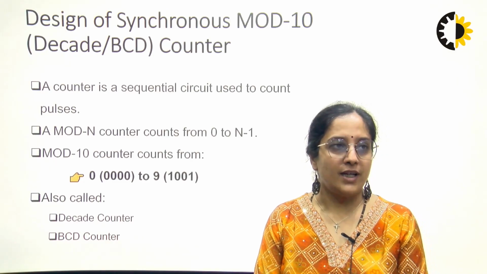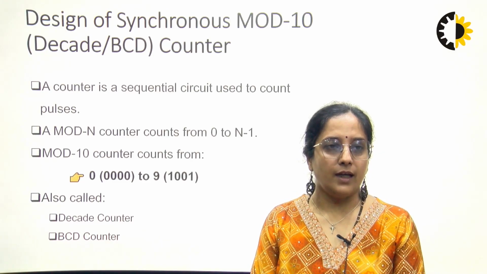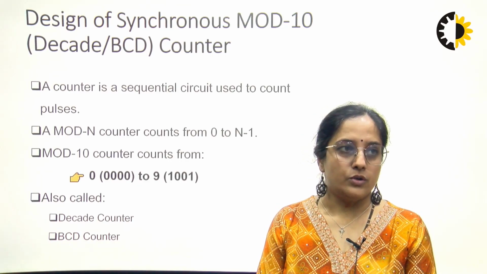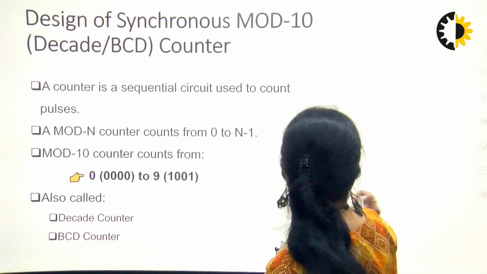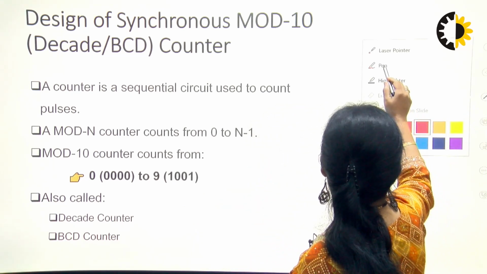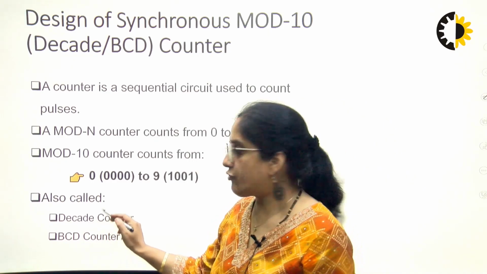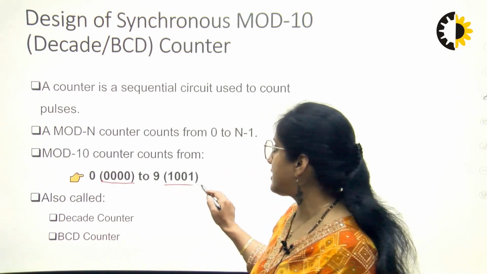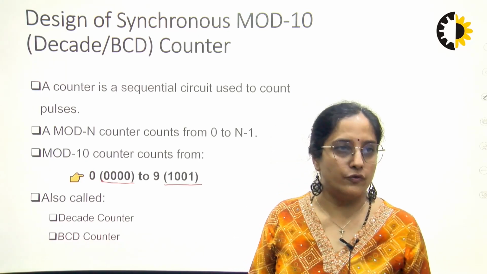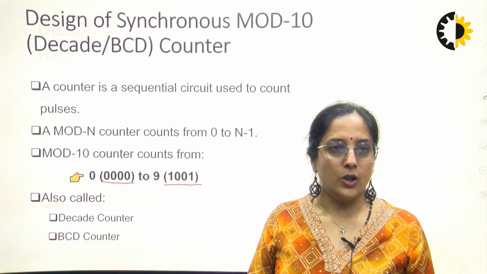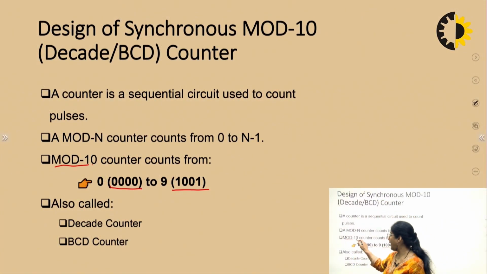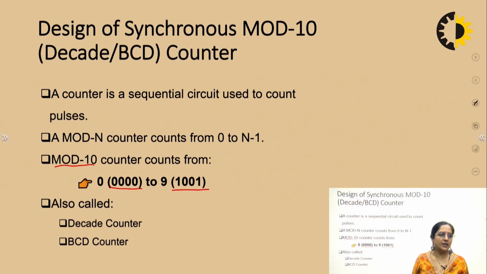Mod 10 specifies that this counter will have 10 states. So the 10 states means it will count from 0, that is 0, 0, 0, 0, and the maximum state will be 9, that is 1, 0, 0, 1. So there are 10 states from 0 to 9, and that's why we call this counter a mod 10 counter. And as it has 10 states, we can call it a decade counter also, and BCD, that is binary coded decimal.